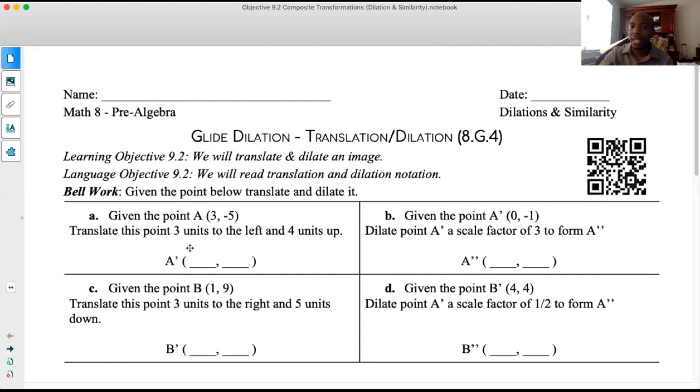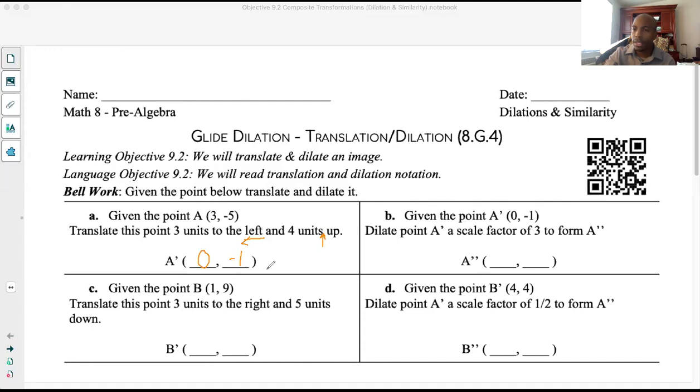If you moved it to the left, you need to remember left is always minus. So if we're moving it to the left, that means on the X, we're going to subtract 3. If we're moving it 4 up, that means we're going to add 4 to the Y. So when we do 3 - 3, we get 0. Okay? -5 + 4 gives us -1. And we end up with (0, -1) as our new point.